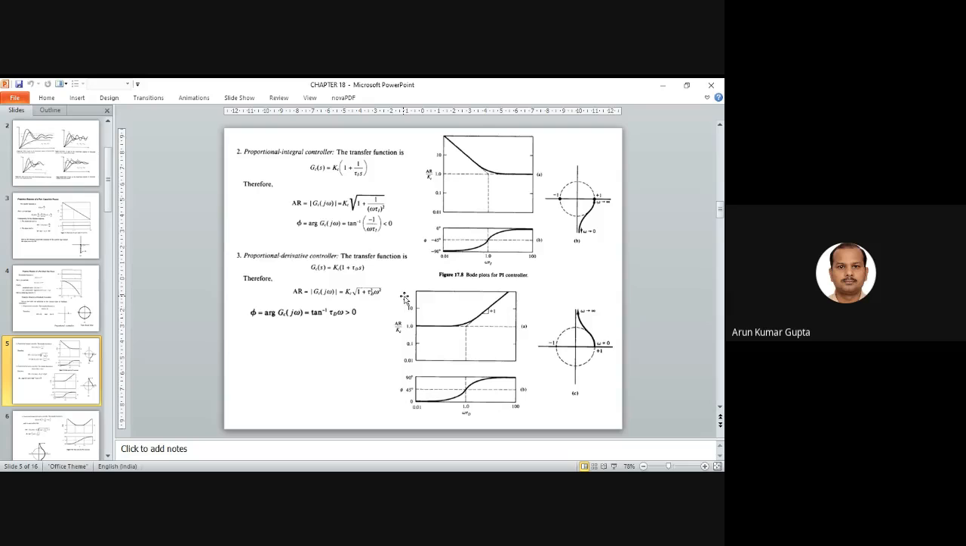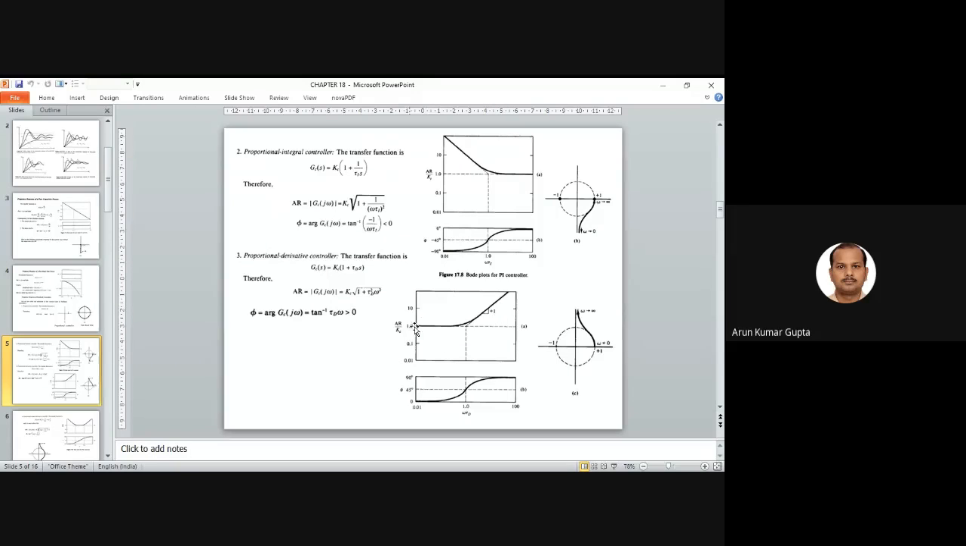Even in Coughanowr, these plots are not given. That's why I have drawn them here from Stephanopoulos. This is figure number 17.8. This kind of plot is not given in Coughanowr, so that's why I put it here, so you can have a better idea.